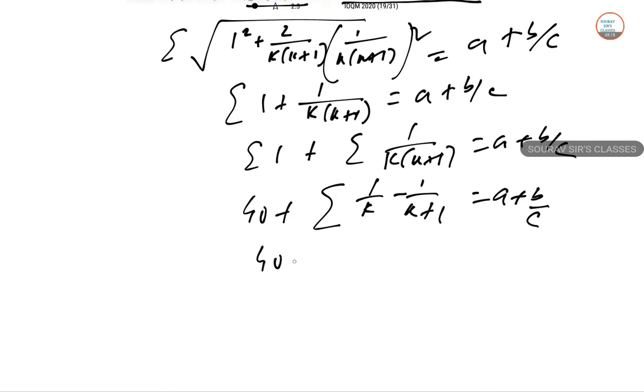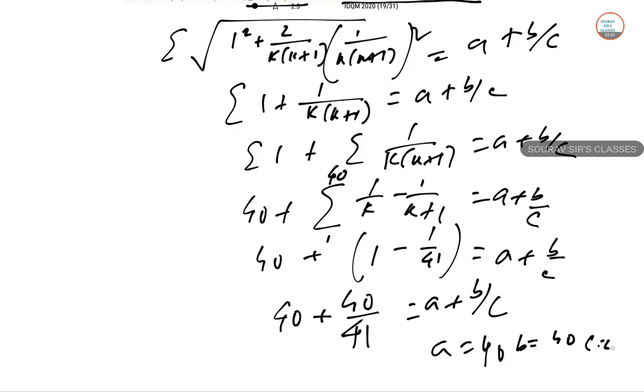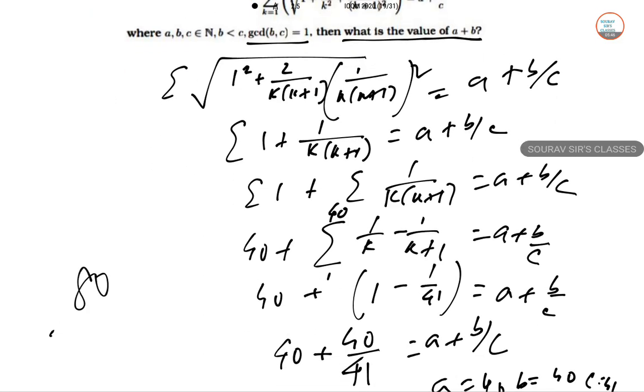So 40, if you just put these values, this is summation of 1, with k equal to 1 to 40, and then 1 by 41, equal to a plus b by c. So 40 plus 40 by 41 equals a plus b by c. So a equals 40, b equals also 40 and c equals 41. They have asked a plus b, so the answer is 80.